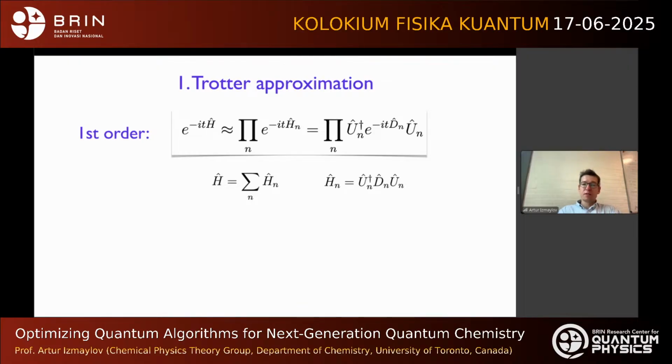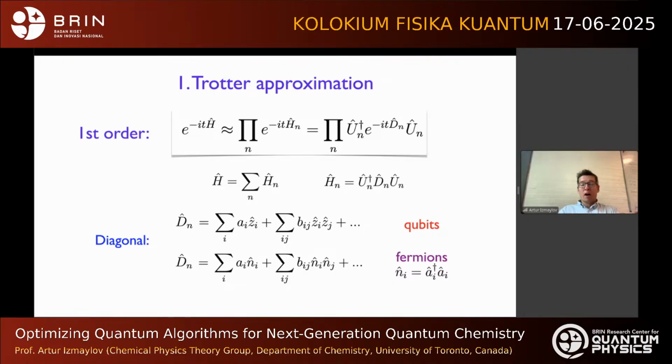Okay. Now, the first way to approach the problem of exponentiation of the Hamiltonian is something that you probably have seen in a few places, the so-called Trotter approximation. We break down the Hamiltonian into parts that we can exponentiate. And what this means is we can simply analyze these Hamiltonians, and the Hamiltonians that we can diagonalize are essentially of the form of unitary transformations and diagonal operators. Now, what diagonal operators can we use in this context? It depends whether you want to work in a qubit space.